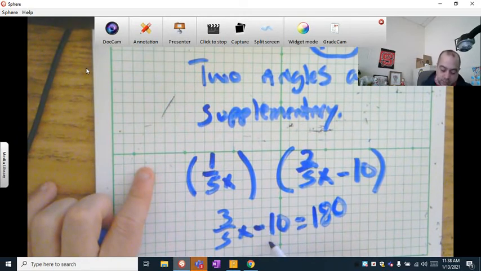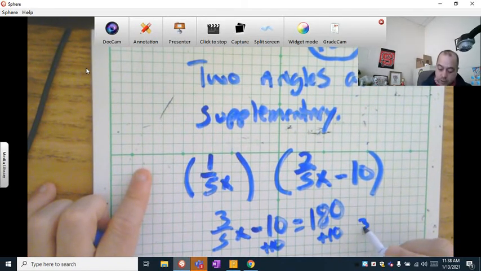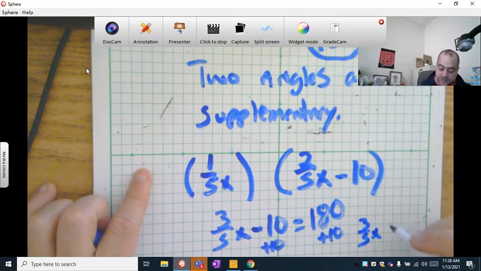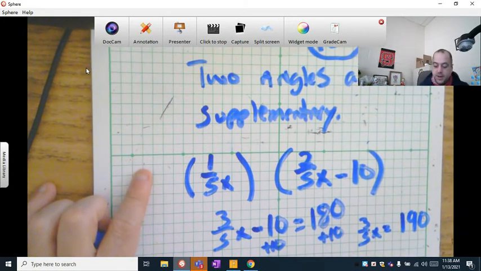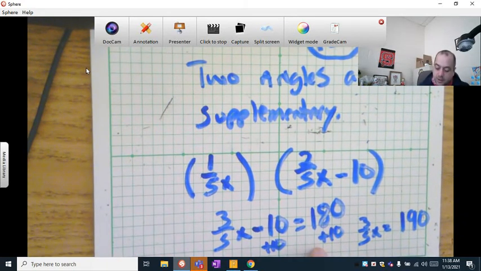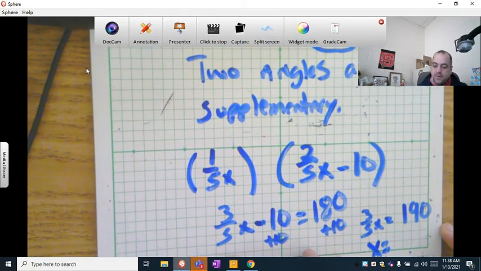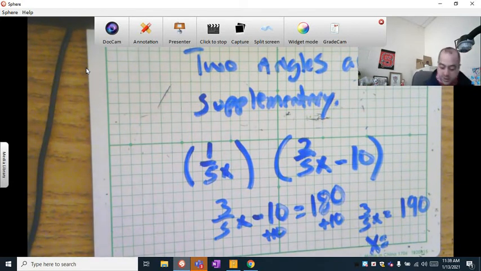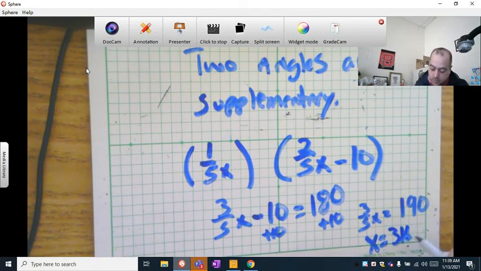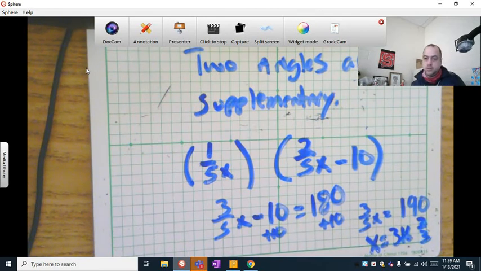Instead of subtracting 10, we're going to add 10, both sides for balance. So we end up with 3/5 x equals 190. We got 190 from adding 180 and 10. We're going to divide 190 by 3/5. 190 divided by 3/5 is 316 and 2/3. Okay, that's your final answer.